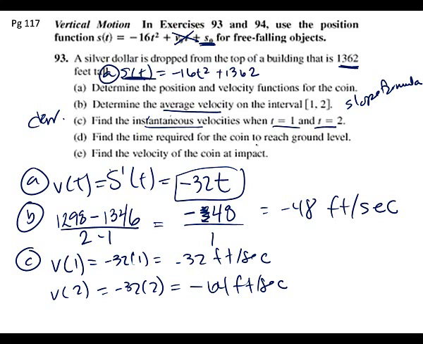All right, find the time required for the coin to reach ground level. Okay. The coin reaches ground level when the position is what? 0. So I would take my position function and set it equal to 0 and find the time. So negative 16t squared plus 1362 equals 0. I'm going to move the t squared part because then I keep it positive. All right, we divide by 16. Let's see. 1362 divided by 16. I'm getting 85.12.